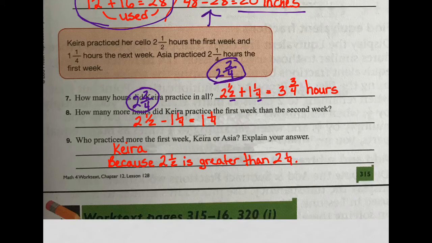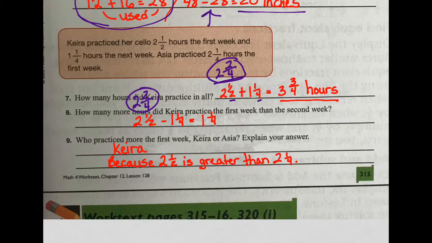So let's look at our answers. Number 7, how many hours did Kiera practice in all? 3 3/4 hours. Remember, we had to change 2.5 so the denominators matched. Okay, and it became 2 2/4. So it would be 2 2/4 plus 1 1/4, and that's how I got the 3 3/4 hours.